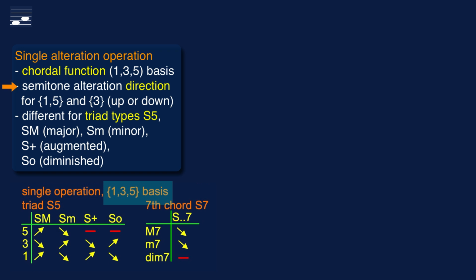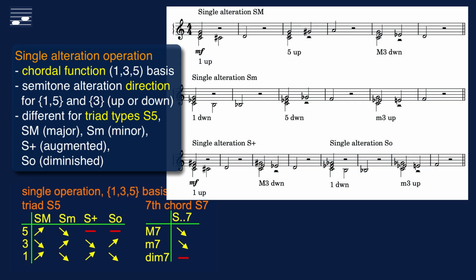Listen to the alteration direction of each chordal function for each triad type, starting with the major triad. Root and fifth move in ascending direction, while the major third descends. The third element is the neighboring diatonic degree from the scale.